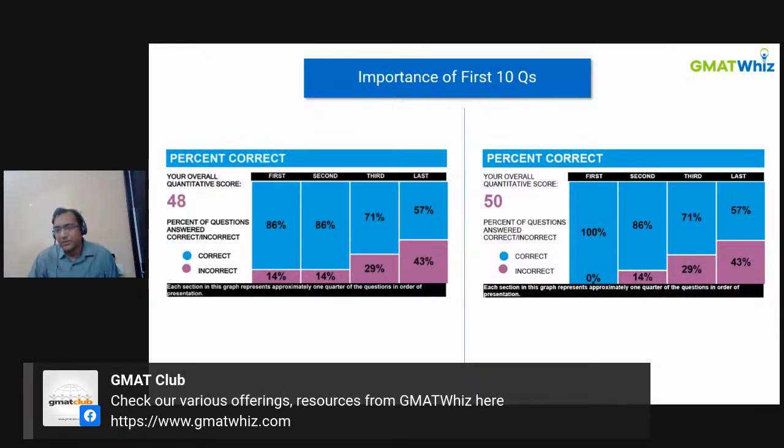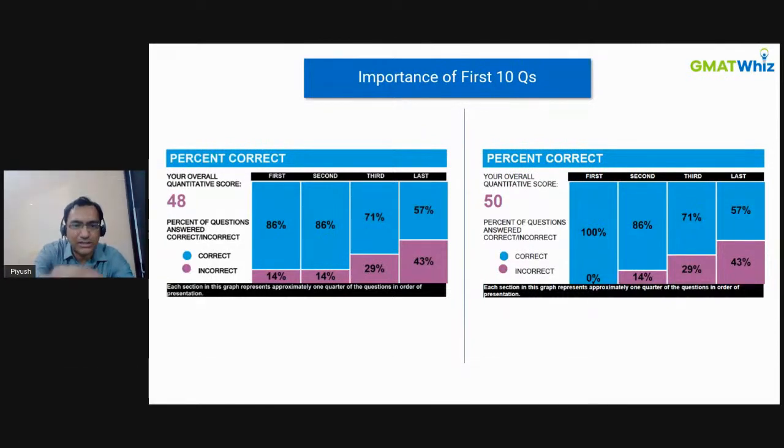So in this ESR report, I'm sharing basically the snapshot of 2 students for the quant section. I want you to look at this report and tell me what is different in these 2 ESR reports. And let me tell you, in quant, there are 7 questions in each section. Okay, so look at these 2 ESR reports and tell me what is the difference.